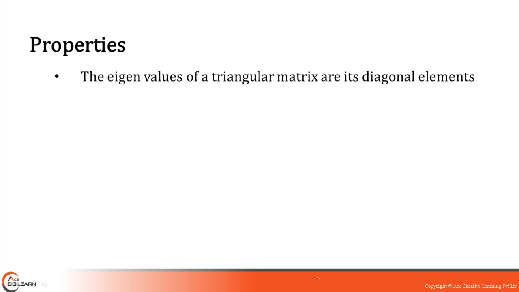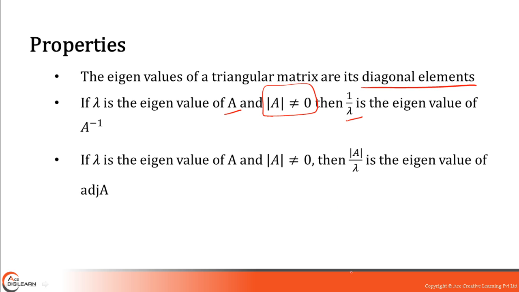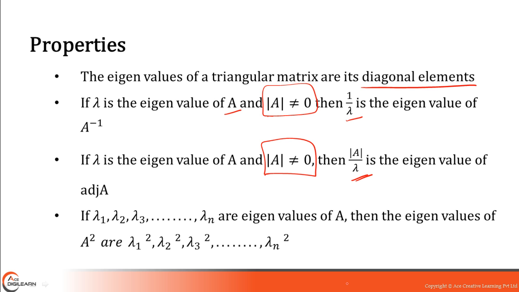Next, eigenvalues of a triangular matrix are its diagonal elements. If λ is the eigenvalue of A, then 1/λ is the eigenvalue of A inverse when det A is not equal to 0. If λ is the eigenvalue of A, then det A/λ is the eigenvalue of adjoint A, when again det A is not equal to 0. If λ1, λ2, and so on, λn are the eigenvalues of A, then eigenvalues of A square are λ1 square, λ2 square, and so on, λn square.